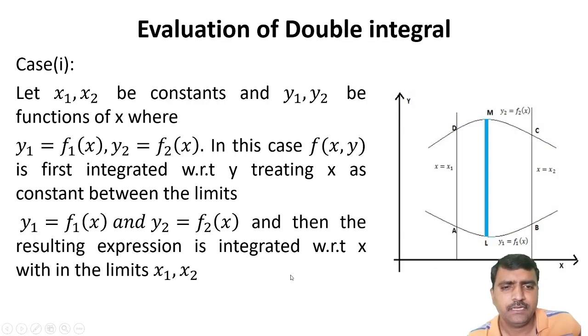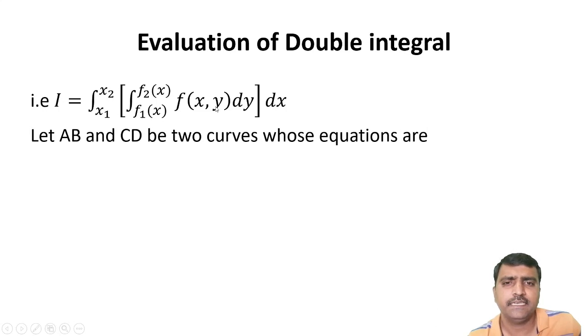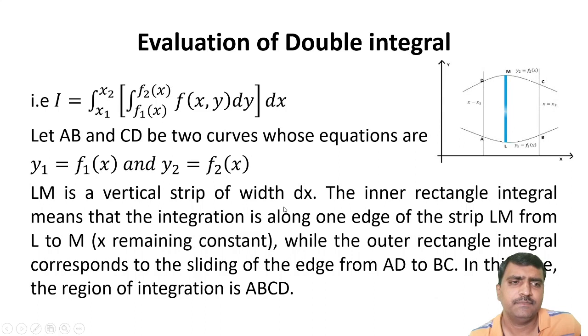Okay, similarly, here I have written it in the same form in detail. First integration is with respect to y, then integration with respect to x. Yes, it's the same thing. Again, this is one more case. The same thing is explained here. Here this is the strip, it is moving from AD to BC. That means that strip should cover this region. It covers this region only when we take x is equal to x1, x is equal to x2, then y1 is a function of x and y2 is a function of x. So take the limits of y from f1 to f2, and the limits of x are x1 to x2. So first integration is with respect to y, then integration is with respect to x.